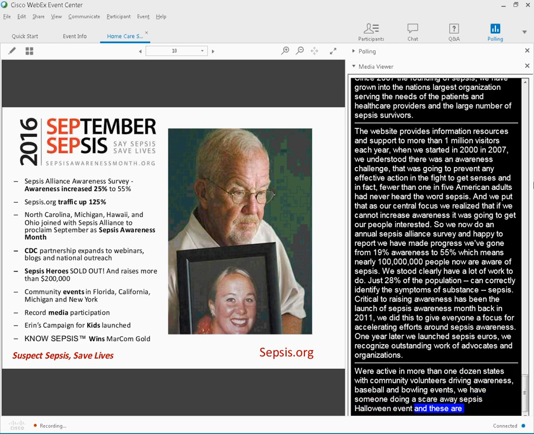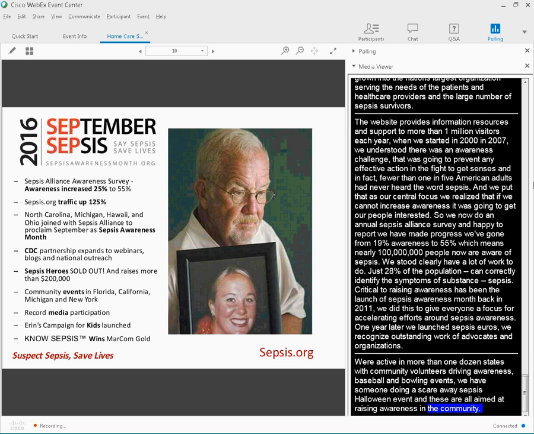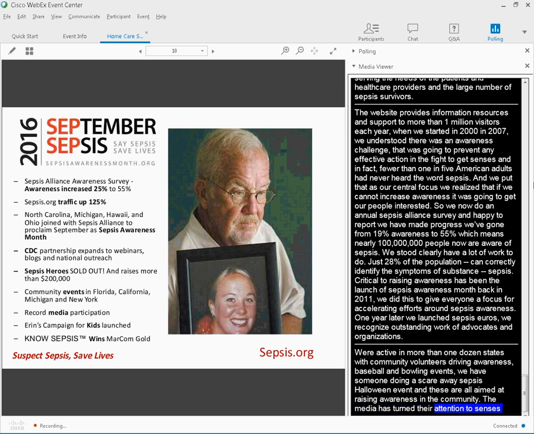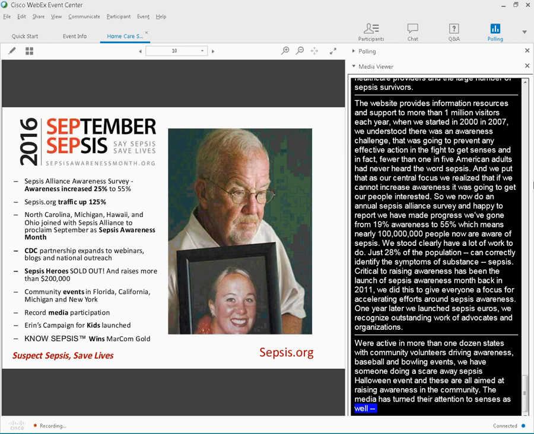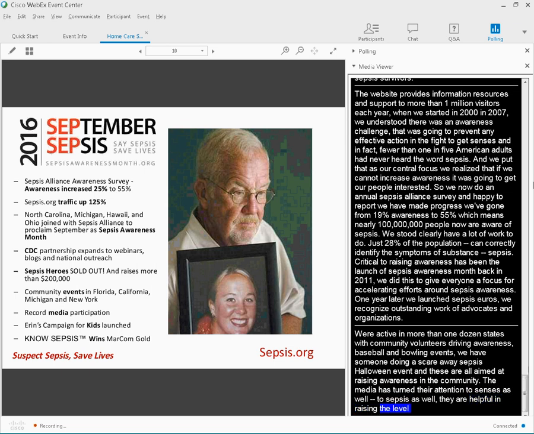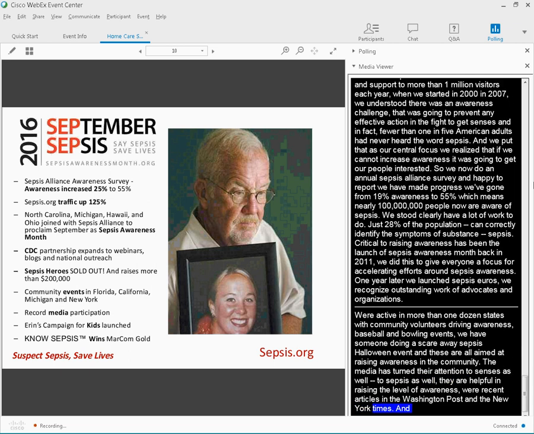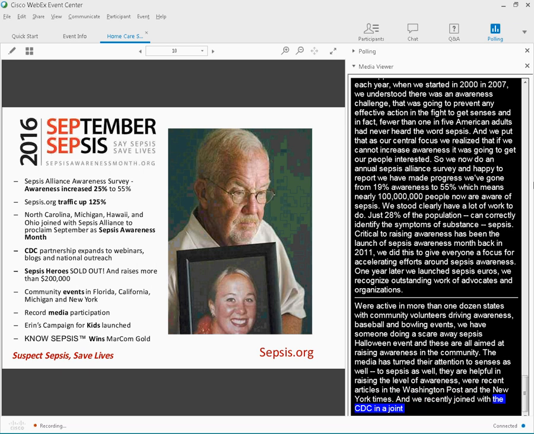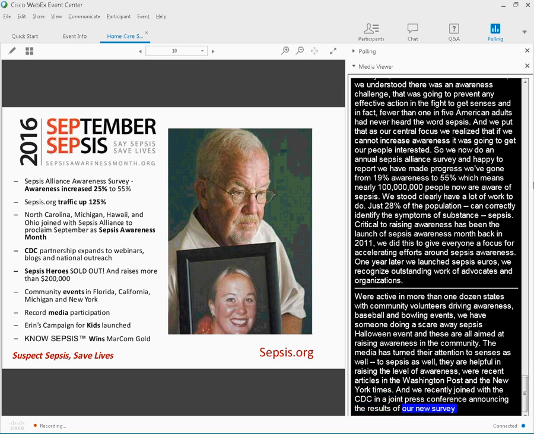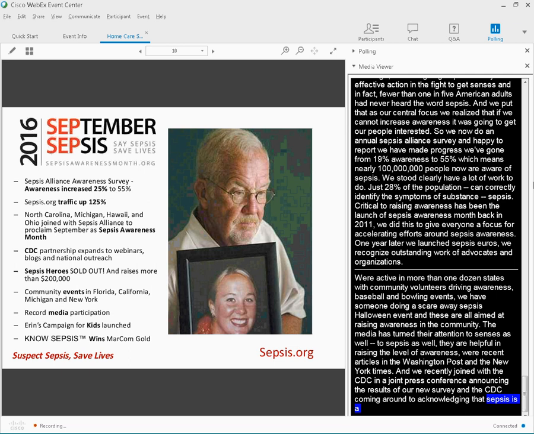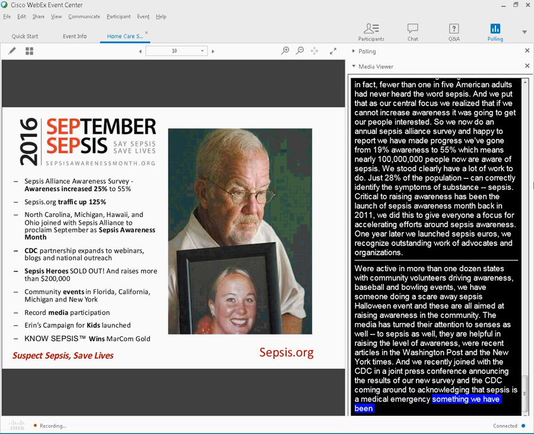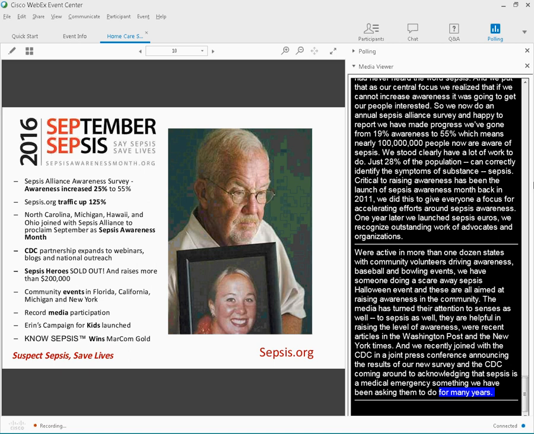The media has also turned their attention to sepsis in a more meaningful way, and certainly the recent deaths of Muhammad Ali and Patty Duke being correctly attributed to sepsis were helpful in raising the level of awareness. We've had recent articles in the Washington Post, Philadelphia Inquirer, New York Times, Huffington Post, and others about sepsis, and we recently joined with the CDC in a joint press conference announcing the results of our new survey, and the CDC coming around to acknowledge that sepsis is a medical emergency, something we've been asking them to do for many years now.